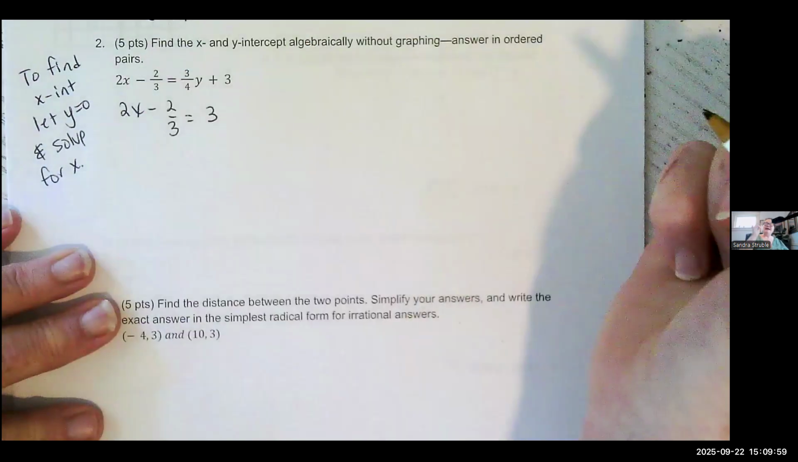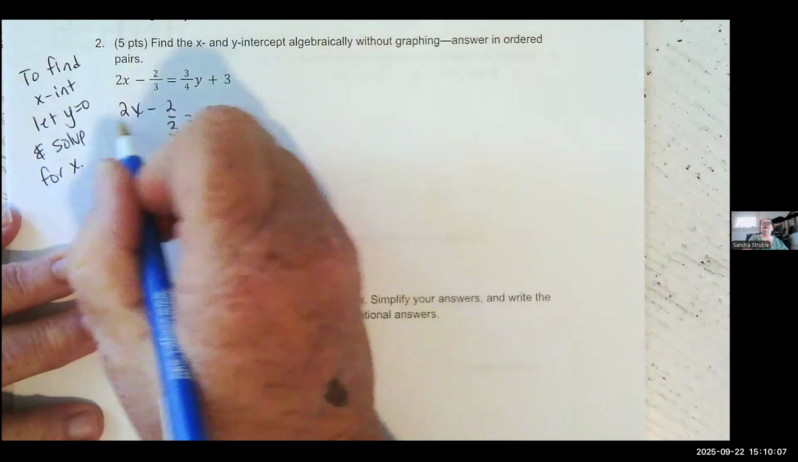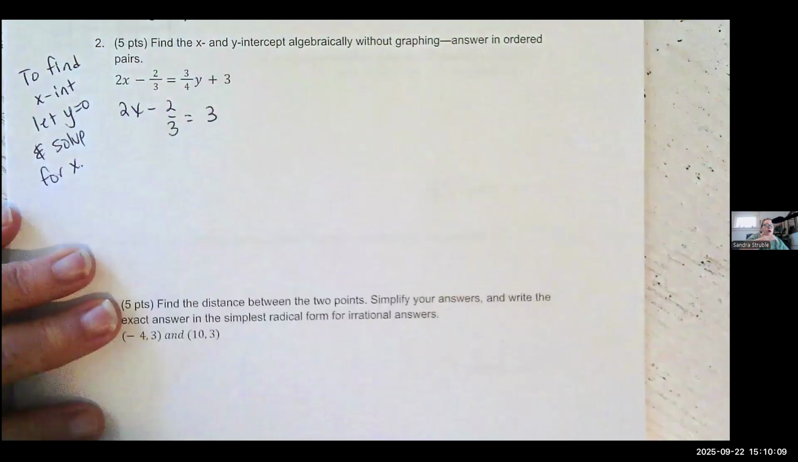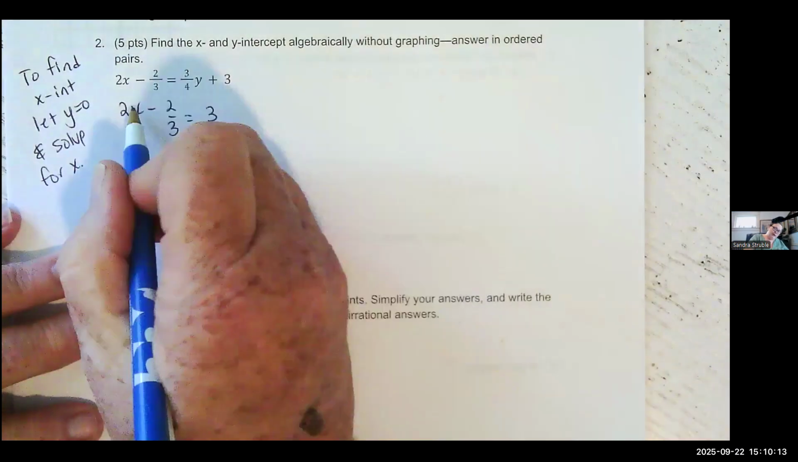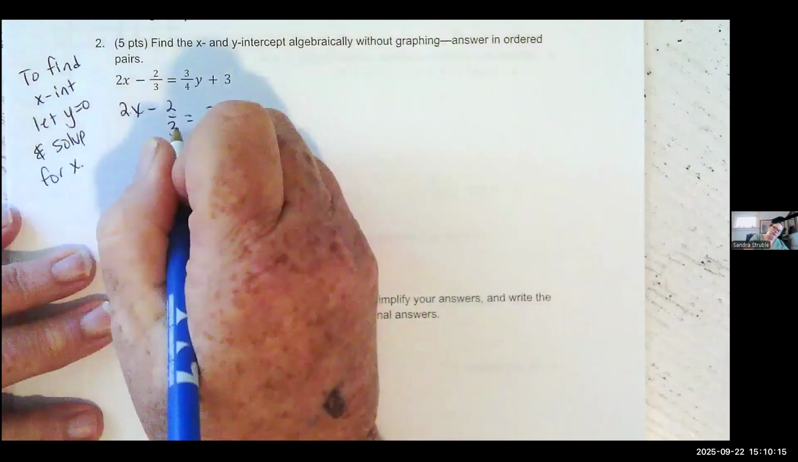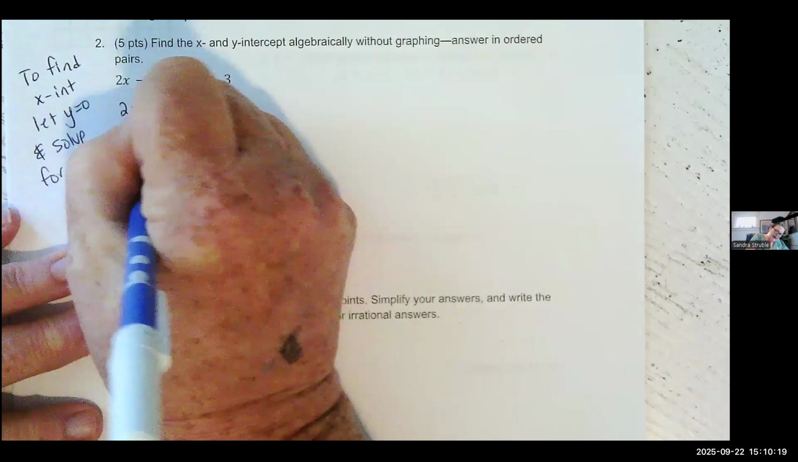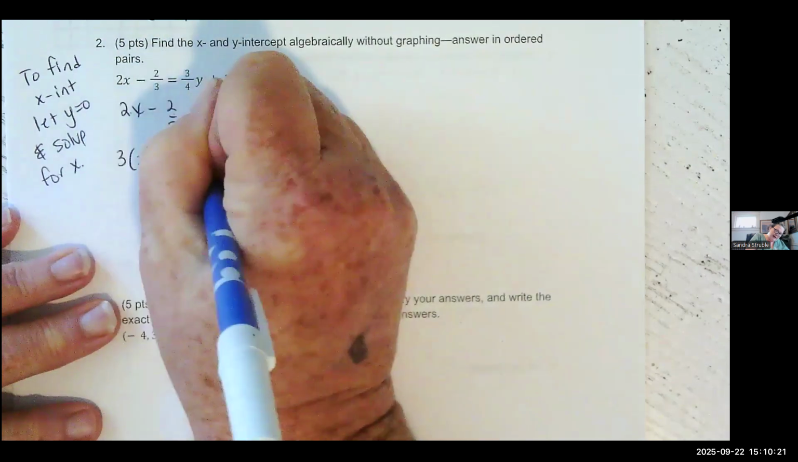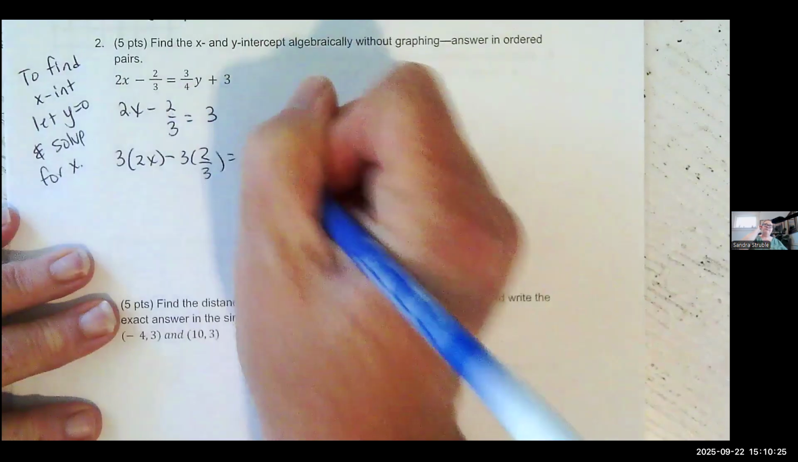Okay. Now, for those of you who struggle with fractions, which is the majority of you, get rid of them. Get rid of the fractions. Look at what your denominator is. It's 3. It's the only one that's there. So let's make this simple. I'm going to multiply each and every term by 3 so that I can get rid of this fraction. So 3 times 2x minus 3 times 2/3 equals 3 times 3.